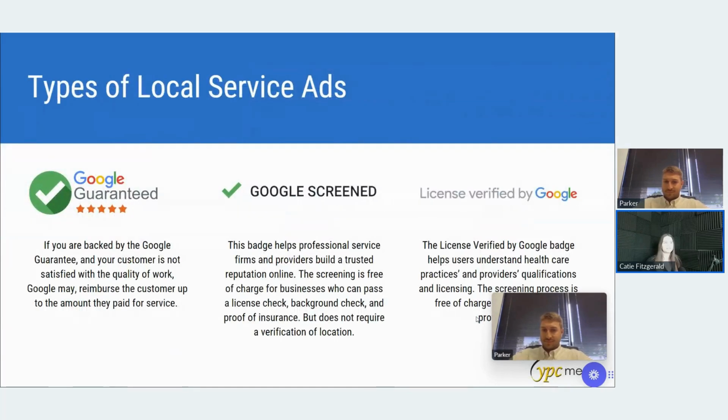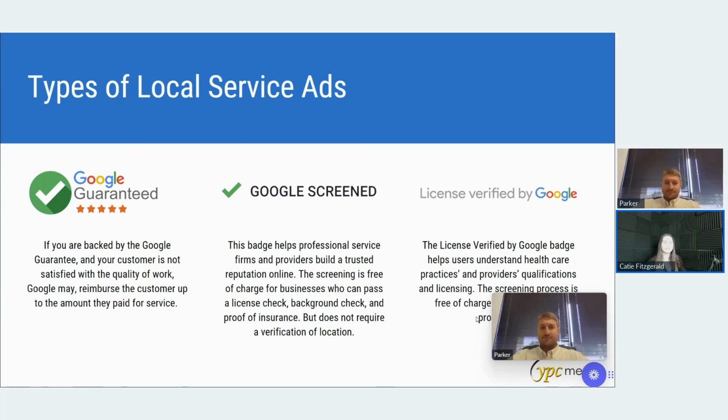So we want to break down the types of them. As I've mentioned, we get questions almost every day, and it seems especially this week we had a lot of questions come in about Google Guaranteed, Google Screened, even the license verified by Google, and what the big differences are here. I think the most talked about and longest standing one with Google is the Google Guarantee.